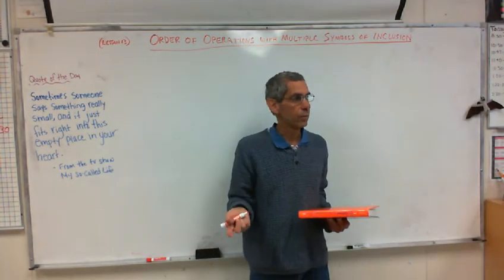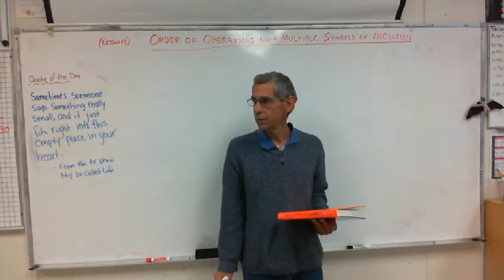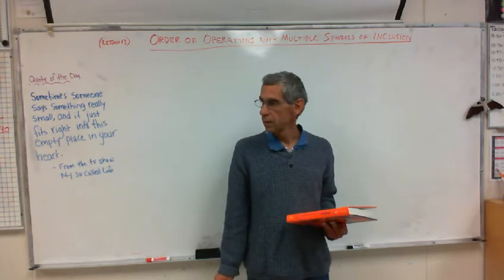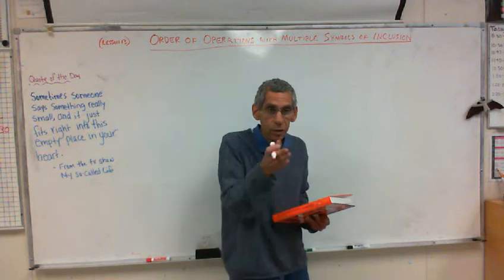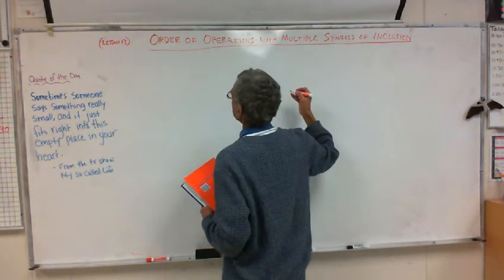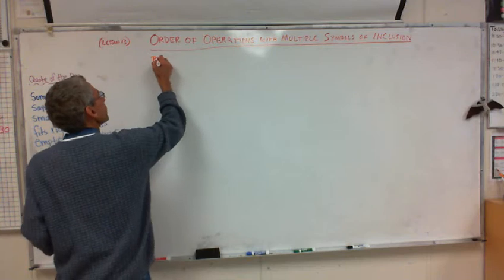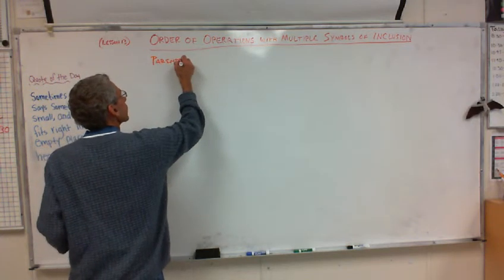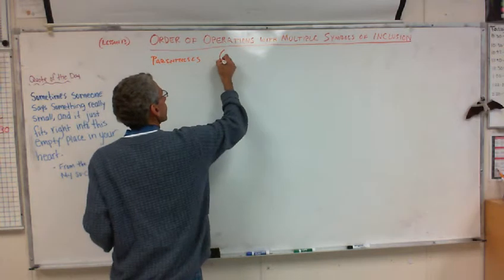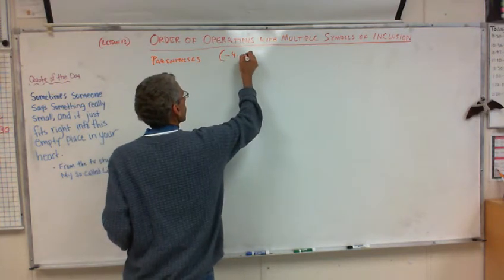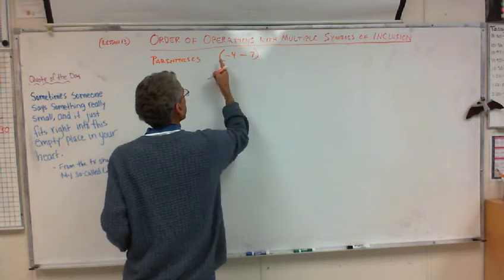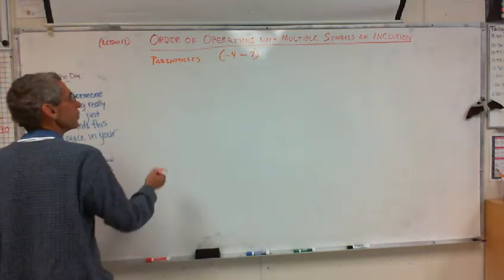So what is a symbol of inclusion? Can you guys give me an example? Anybody know? Parentheses? Yeah, like anything that includes things, right? So you could have parentheses. I'll do it here. Parentheses. So, like -4, -7. That would be a symbol of inclusion.